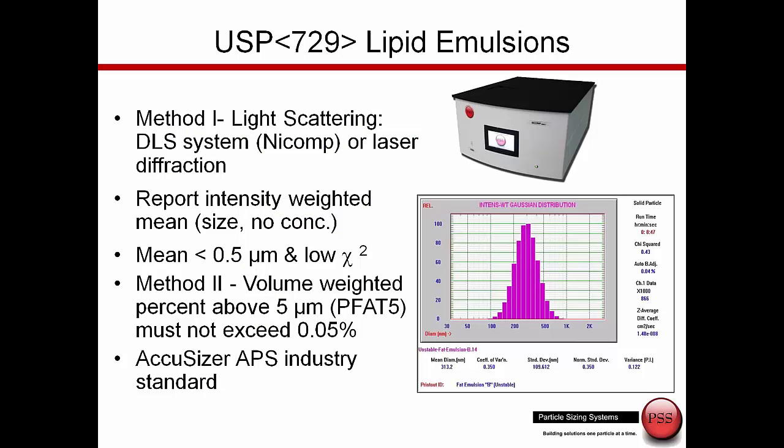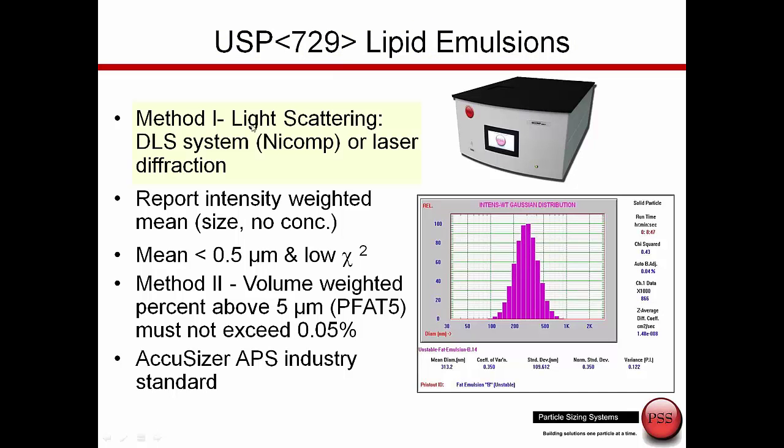Another very common utilization of the AccuSizer APS is performing particle size and concentration tests on lipid emulsions. If you're familiar with the USP test 729, these are for lipid emulsions that are used to feed patients who need to receive nutrients through an IV drip.